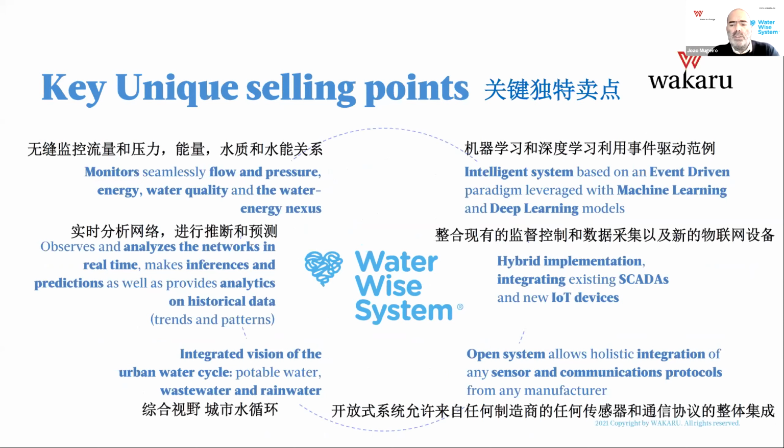So with Waterwise system, we seamlessly monitor flow and pressure, energy and water quality, and of course the water energy nexus, okay? We analyze the networks in real time, and we make inferences and predictions in order to understand what is about to happen. So this way, we can get an integrated vision of the urban water cycle.